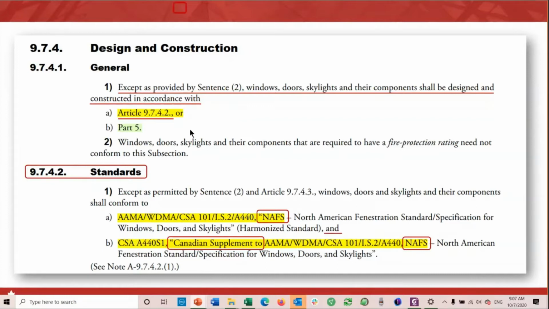The code also has an OR here, and it says OR Part 5. The Part 5 option refers to Article 5922, which isn't explicitly mentioned here, but it's the only part of Part 5 which specifically deals with fenestration products, including windows, doors, and skylights. We won't talk about it here, but the code does entertain the possibility that there are times when using that Part 5 option makes sense.